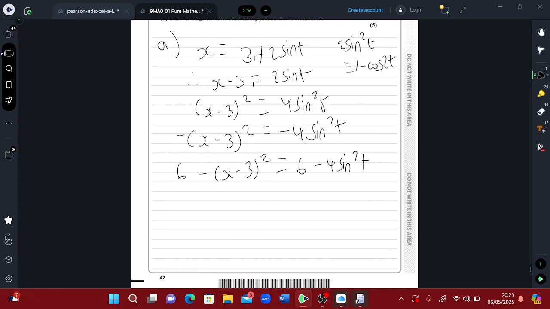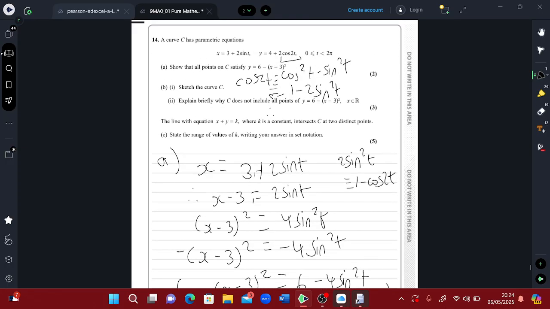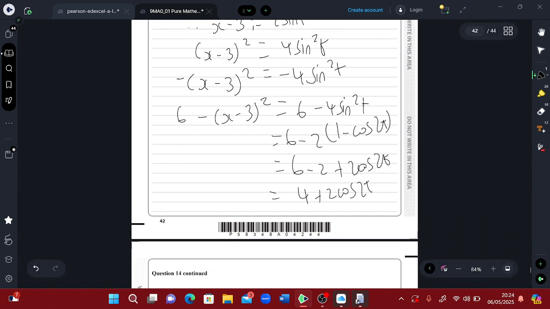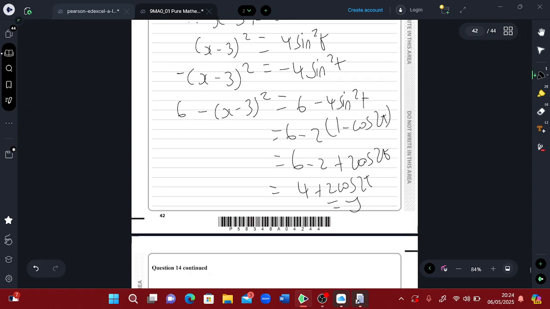Now we actually have quite a link here, don't we? So we can say this is 6 minus 4 lots of sine squared t, which is minus 2 lots of 2 sine squared t. Times this by minus 2, you get minus 4. And that's going to be 1 minus cos 2t, which goes to 6 minus 2 plus 2 cos 2t, which goes to 4 plus 2 cos 2t. And look, 4 plus 2 cos 2t is exactly y. So actually, it's not too bad, really.